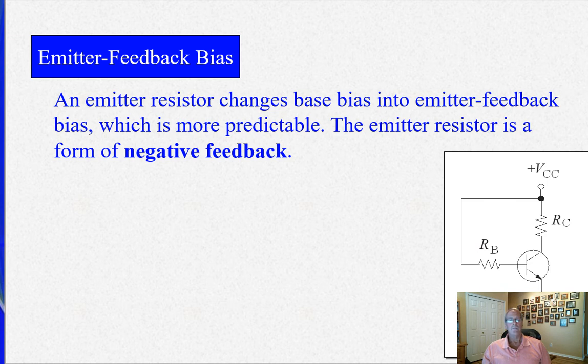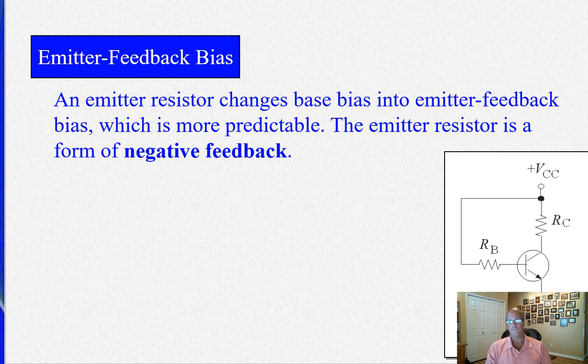And now there's an emitter feedback bias. Emitter feedback bias is similar to the base bias, except it adds this emitter resistor. And they say in the notes here that it's a negative feedback. Why do you think that's negative feedback? Negative feedback is something that when you move something in the positive direction, there's a feedback element that pushes it back to the negative direction. In other words, it compensates for it.